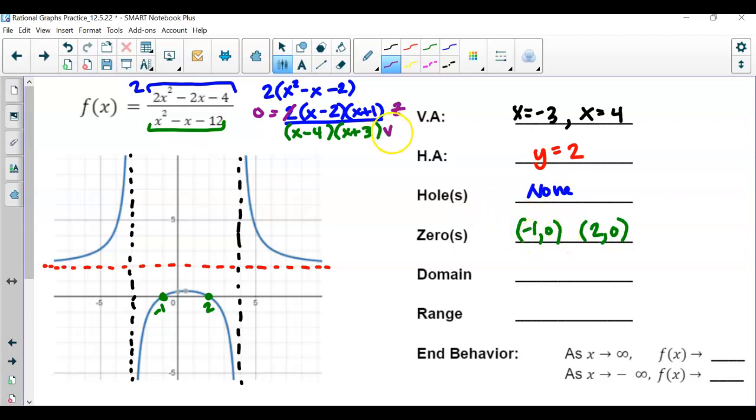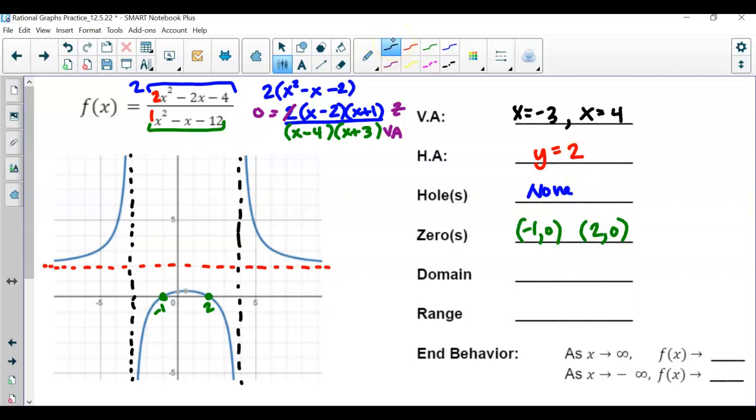Same thing here. We always got the vertical asymptote from the denominator. Notice how x minus 4 is equal to 0, so x is equal to +4. And x plus 3 is equal to 0, so x is equal to -3. Also, remember our horizontal asymptote, when the degrees are the same, you take the coefficients. So this is 2 over 1, which is 2. So notice how even with our calculations, everything matches.